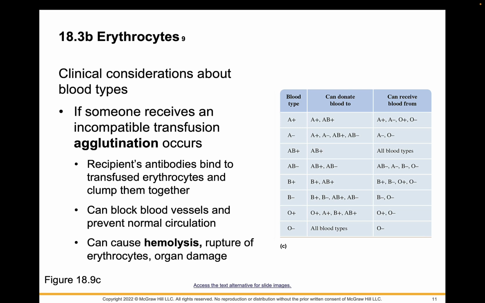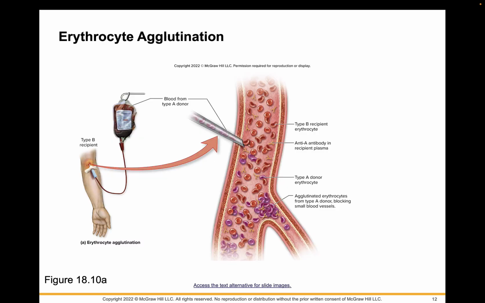Now, if someone is going to receive the wrong blood type, what happens is going to be agglutination. And what agglutination is, the antibodies in the recipient bind to the transfused erythrocytes and they clump together. And this can be a real problem because it's going to block blood vessels and actually prevent normal circulation from taking place. This also can cause what's known as hemolysis, and that is the rupture of red blood cells, resulting in significant organ damage.